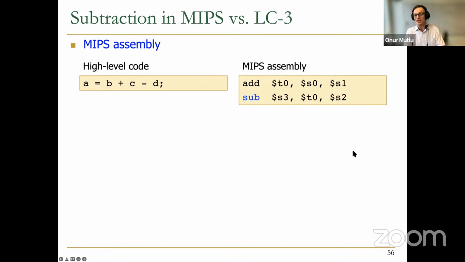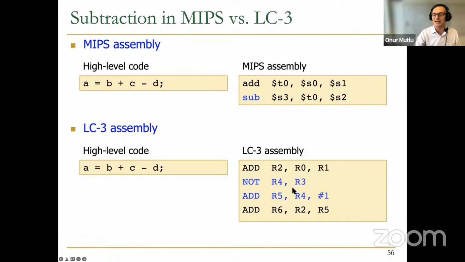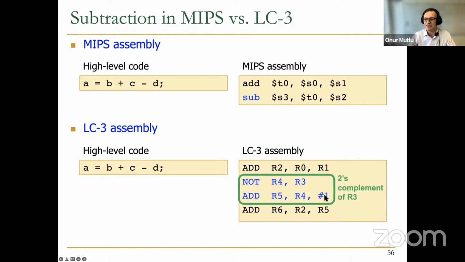So MIPS is nice because it provides a subtract opcode for you. LC3 is not that nice. It doesn't provide you a subtract opcode, so you need to do the negation yourself. So basically, B and C are in R0 and R1, and assume that D is in R3. Basically, you first need to negate D, that's the 2's complement of R3, basically the negation of D.